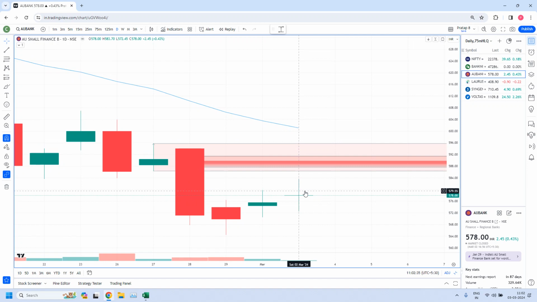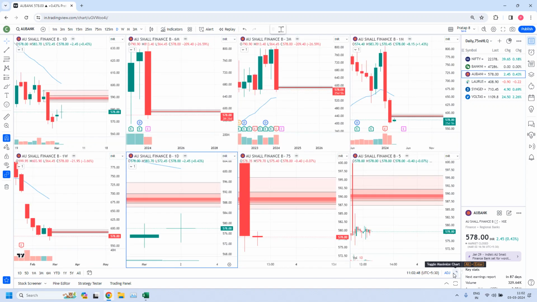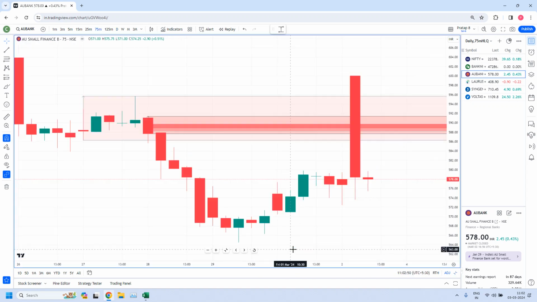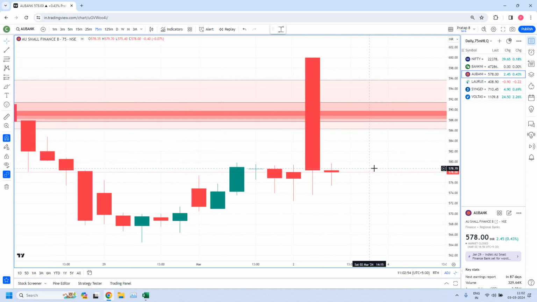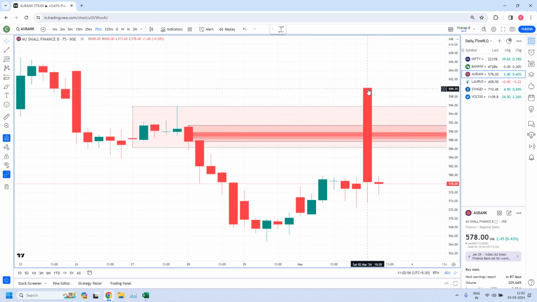Here is some interesting point, let me show you. From the daily point of view, prices haven't entered into this zone. Isn't it? We didn't get an entry. But if you look into the intraday chart, see what happened? This entire zone is violated. While opening itself, it opened here.